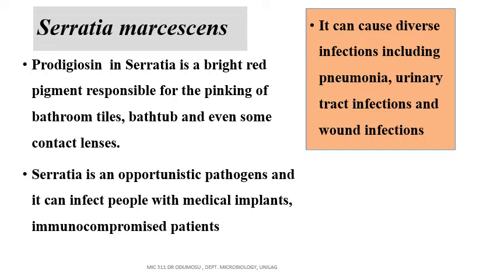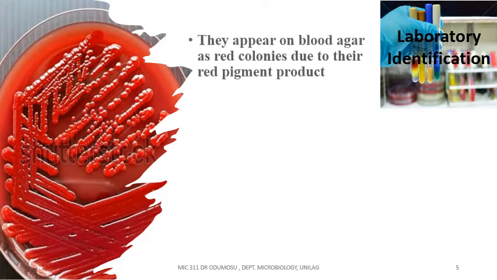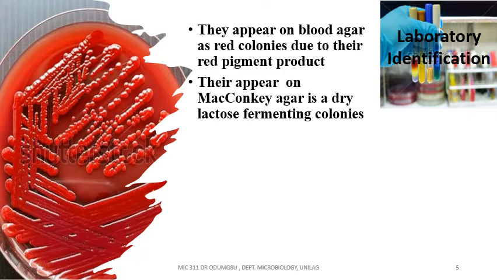Serratia can cause diverse infections, which include pneumonia, UTI, and wound infection, like I said. They are opportunistic pathogens, and usually they infect people with medical implants and immunocompromised patients. Typically, they grow with a red coloration in the laboratory, so they appear on blood agar as a red color in laboratory identification of Serratia.